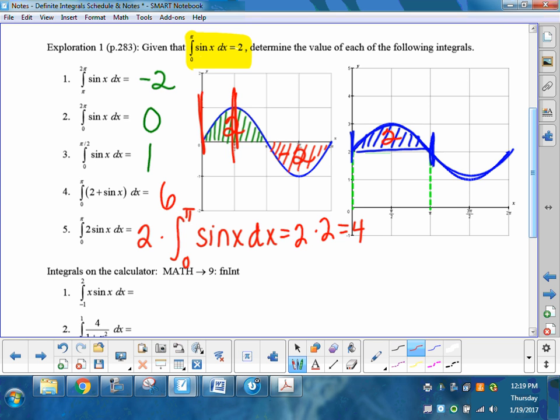How big is this rectangle down here? Sorry, it's not a rectangle. What is it? I even have the wrong thing down, I think. How high is this? How wide is it? So what's the area of this? 2 pi. So what's the area under that curve going to be?